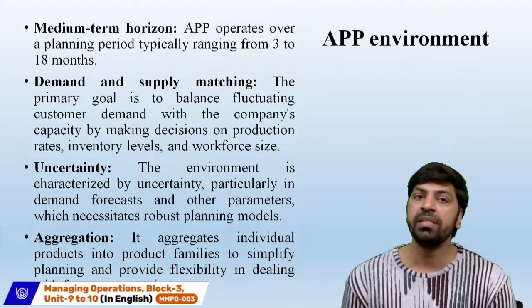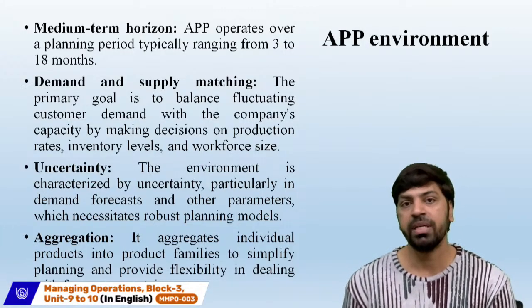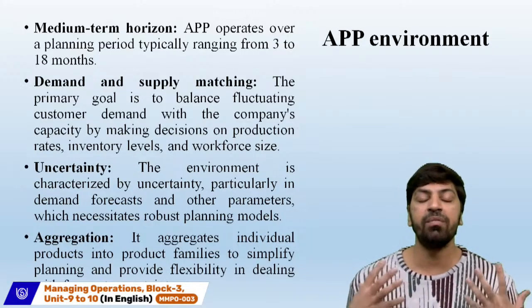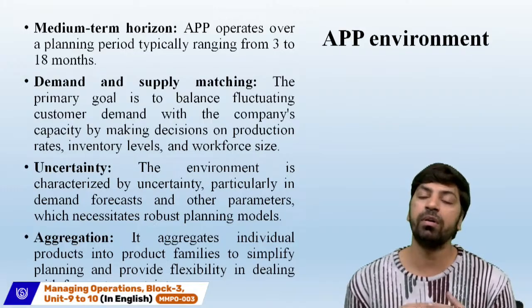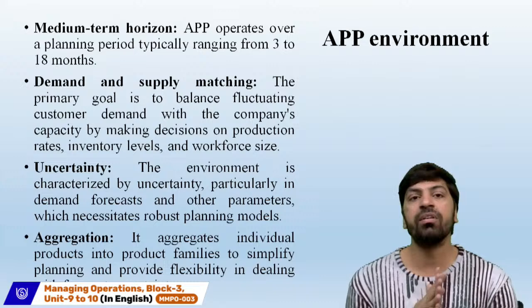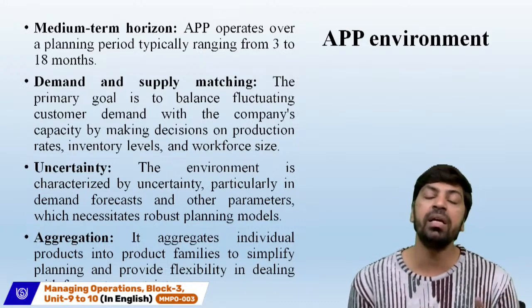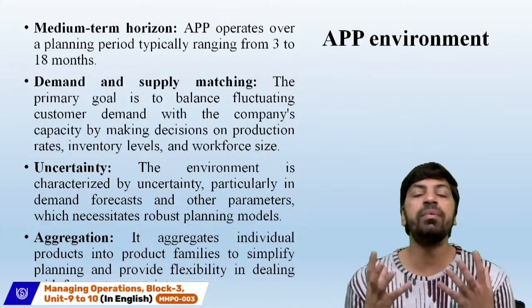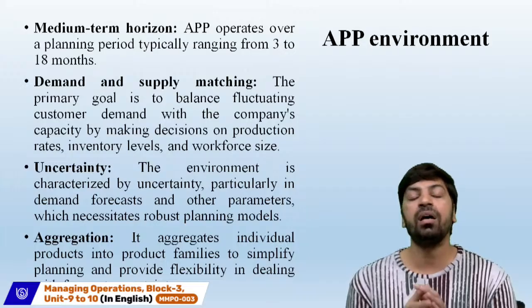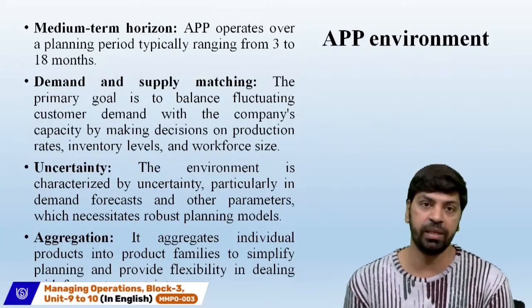Now the next concept is the aggregate planning process environment. These are the factors which ensure that the environment of the whole production process goes well. The first one is a medium term horizon. As I already explained, it is medium term scheduling which ranges over a period of 3 to 18 months or 6 to 18 months as well.